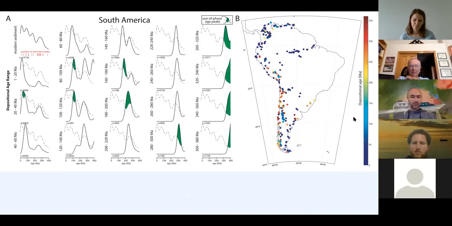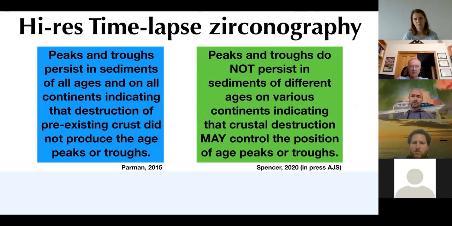I did similar experiments with Eastern Australia and Zealandia, and found that there was never a time where there was not a major episode of zircon growth. So from this, I've got Steve's original conclusion here on the left, and then I've got my new conclusion: the peaks and troughs do not persist in sediments of different ages on various continents, indicating that crustal destruction may control the position of age peaks or troughs.